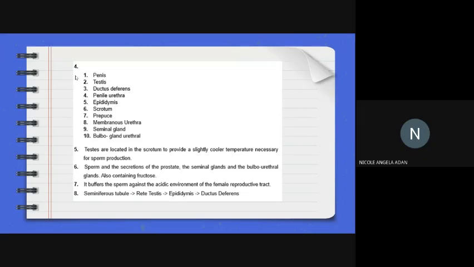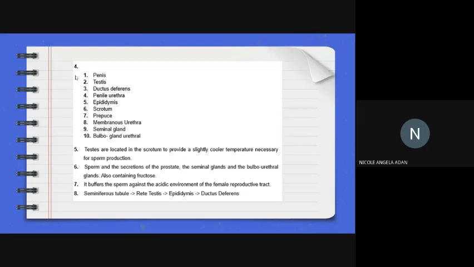Moving on to number 6, location of the testes in adult males can be found in the scrotum. Number 7, the gland side? Prepuce. Number 8, portion of the urethra between the prostate and the penis. We have the membranous urethra. Number 9, seminal gland that empties a secretion into the prostatic urethra.